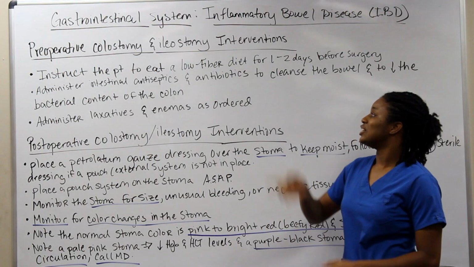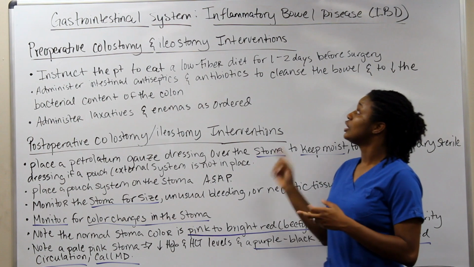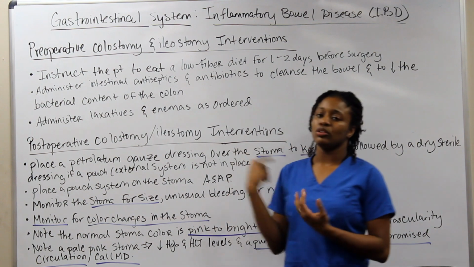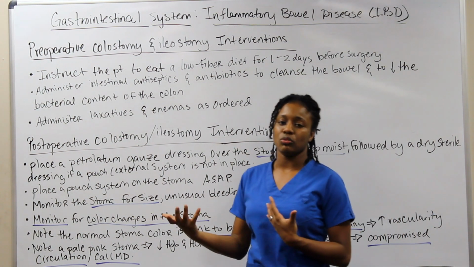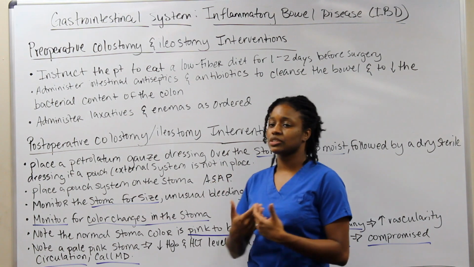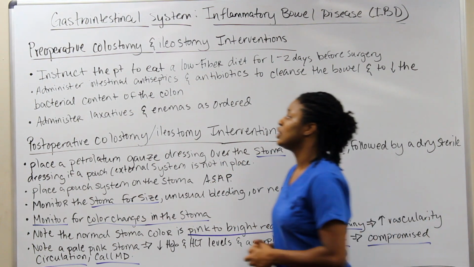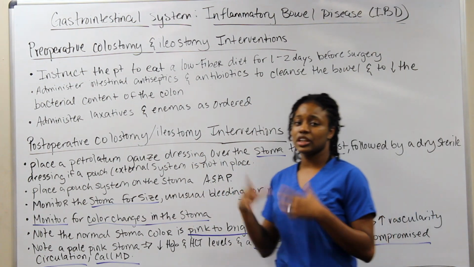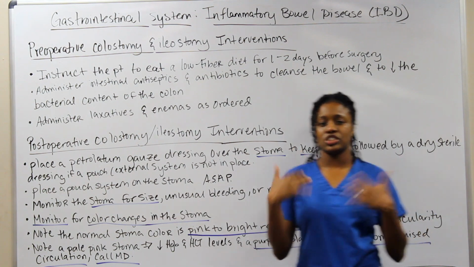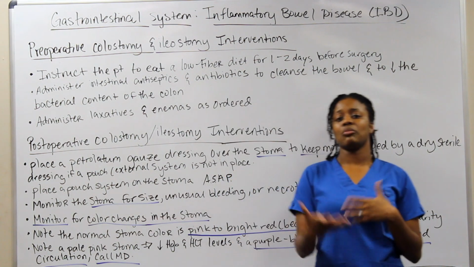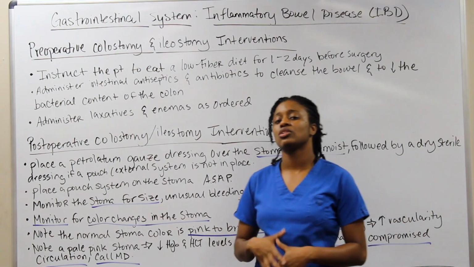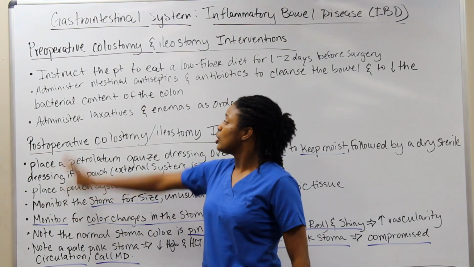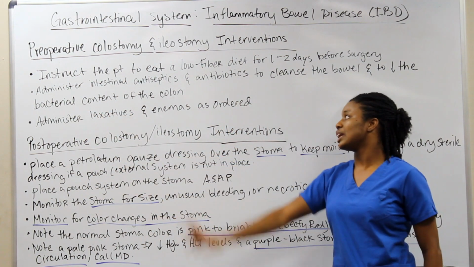Okay? Now we have the preoperative colostomy and ileostomy interventions, right? So what we're going to do is instruct the patients to eat a low-fiber diet for 1 to 2 days, once we have a doctor's order. And we're doing this because we're getting ready to prep for surgery. All right. You also want to administer intestinal antiseptics, antibiotics to help clean out the colon area or the GI tract. That way you're preventing infection as they're cutting to go inside, and also afterwards to help prevent infections from occurring. All right. Also, you want to administer laxatives and enemas as ordered.